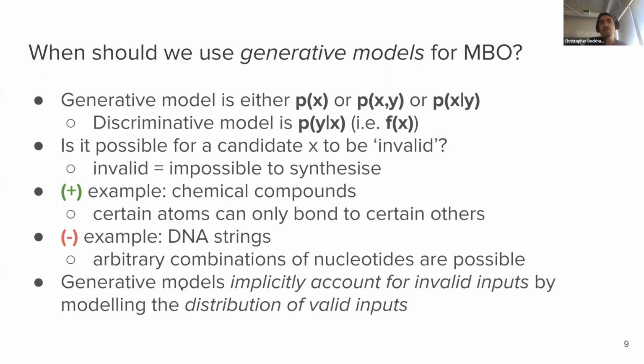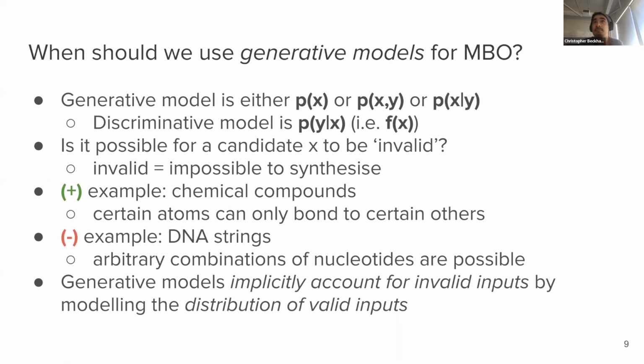I'll say that generative models implicitly account for invalid inputs by modeling the distribution of valid inputs, right? You could imagine training a regression model, training an F of X, and regularizing it: if your data set contains invalid candidates, maybe you could add a regularizing loss to say that F of X should be 0 for these candidates. But I do think that's hacky, right? Generative models implicitly account for this already. In principle, you don't need negative examples for a generative model, right?